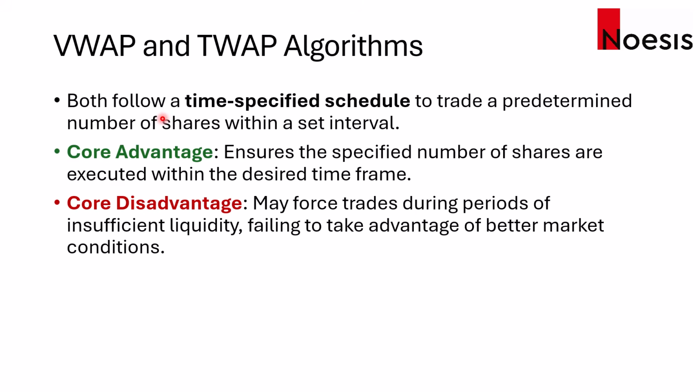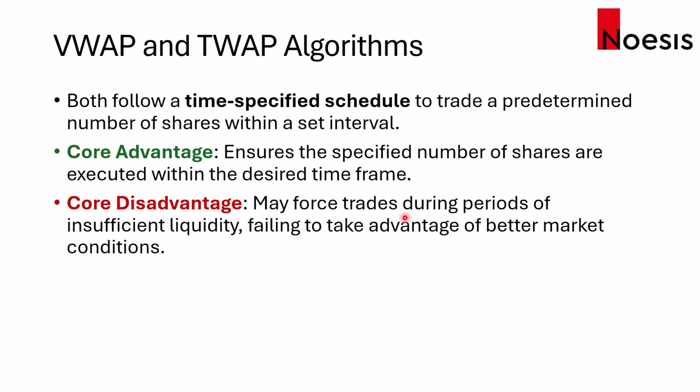Now, we are moving into the two common time-based strategies, VWAP and TWAP. Unlike the POV algorithm we just discussed, both of these follow a time-specified schedule. This means they are designed to trade a predetermined number of shares within a set time interval, rather than reacting purely to live market volume. The core advantage here is certainty of execution. Because the schedule is fixed, it ensures that your specified number of shares are actually executed within your desired time frame. However, there is a core disadvantage to this rigid approach.